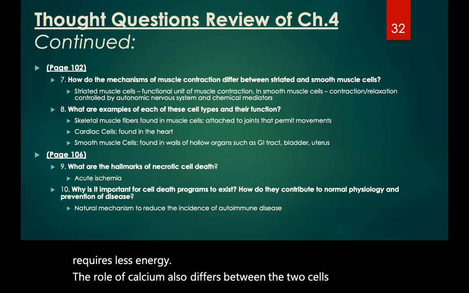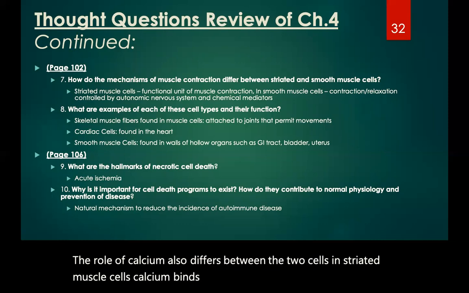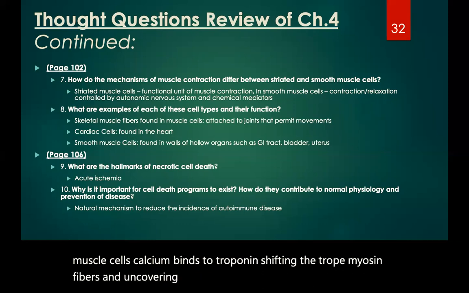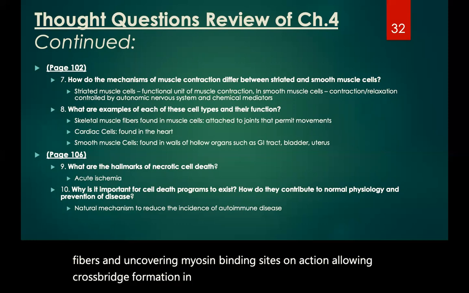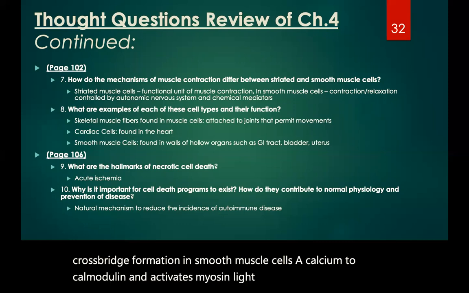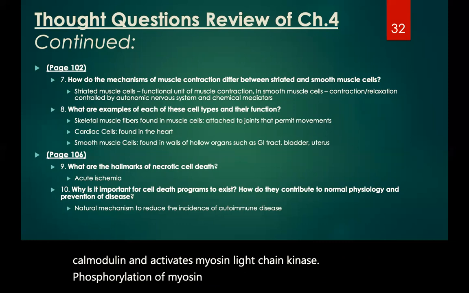In striated muscle cells, calcium binds to troponin, shifting the myosin fibers and uncovering myosin binding sites on actin, allowing cross-bridge formation. In smooth muscle cells, calcium binds to calmodulin and activates myosin light chain kinase. Phosphorylation of myosin allows cross-bridge formation.